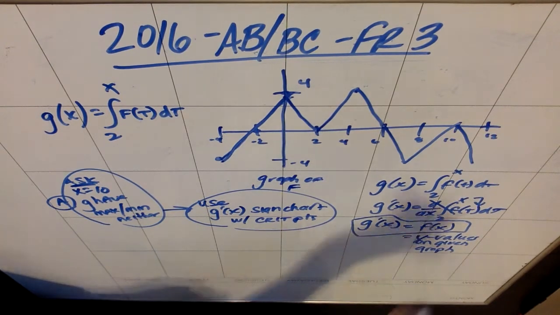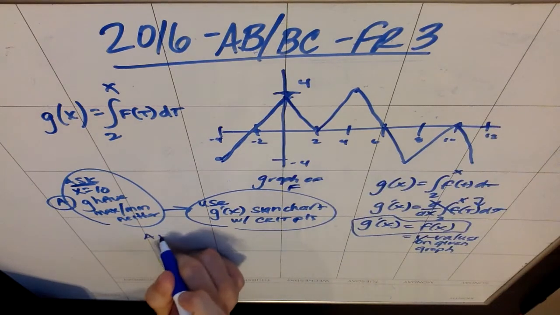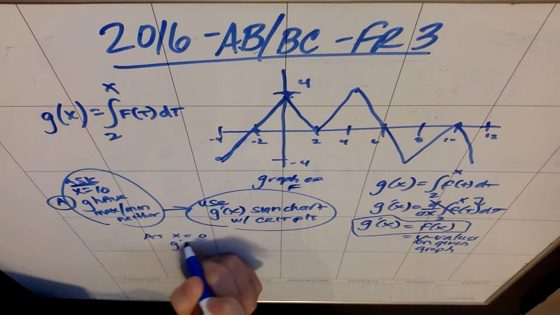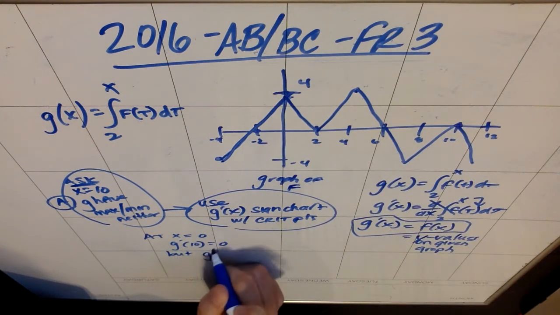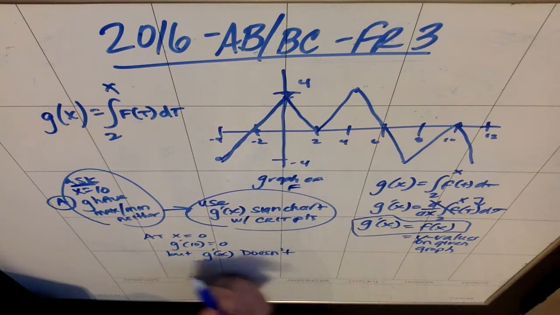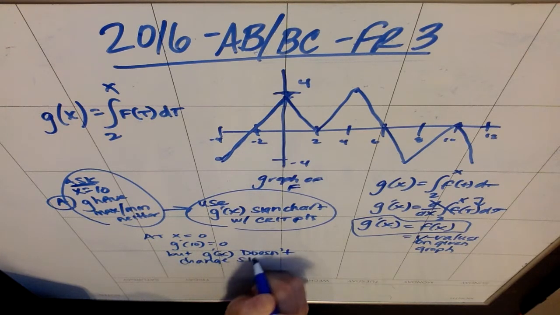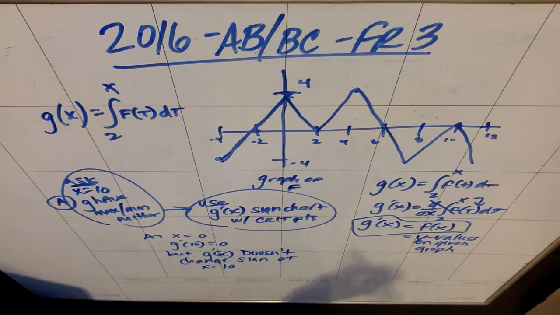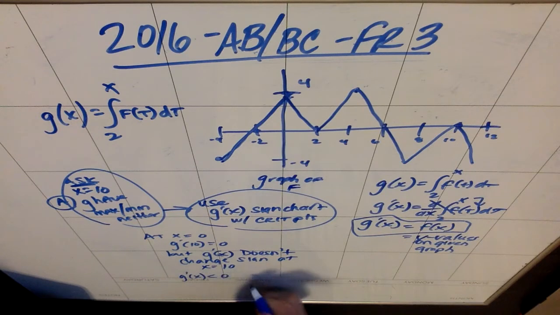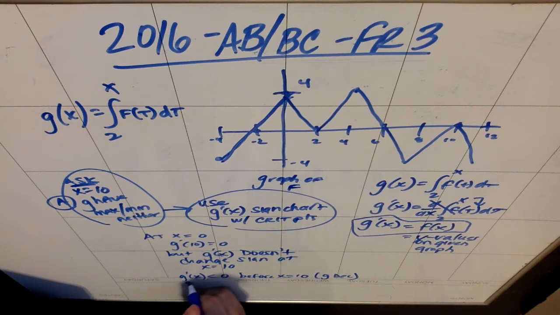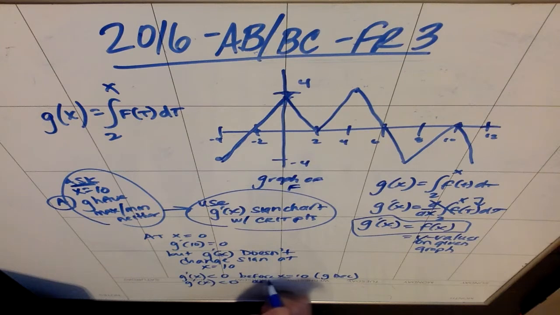So I look at x equals 10 and I see that g prime of 10 does equal 0, because that's the y value on the given graph, but g prime of x doesn't change sign at x equals 10. G is decreasing because g prime is negative. So g prime of x is less than 0 before x equals 10, meaning g is decreasing. And g prime of x is still less than 0 after x equals 10, meaning g is still decreasing.